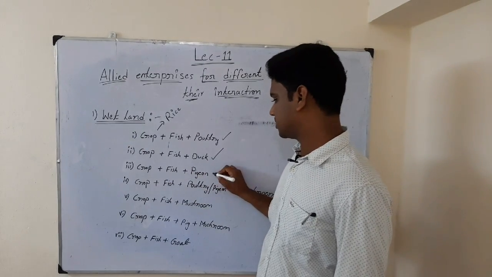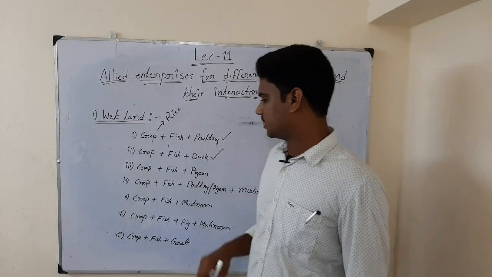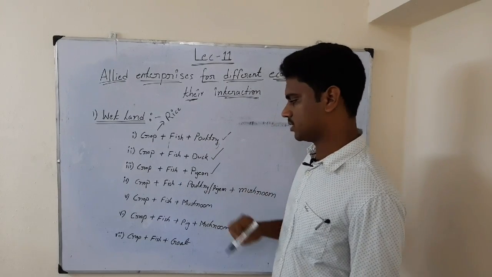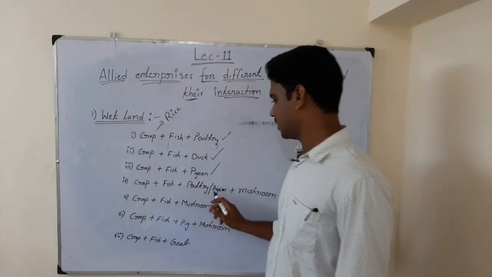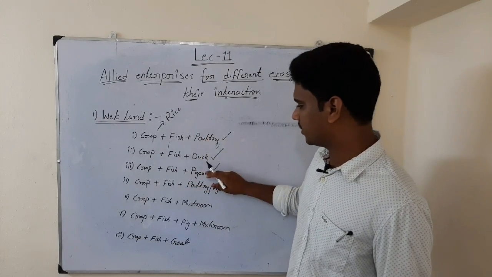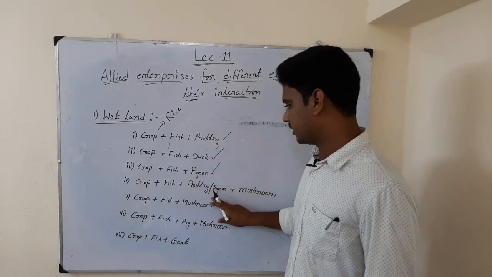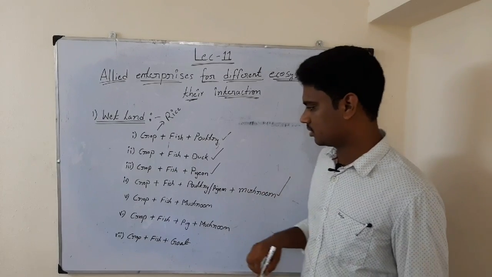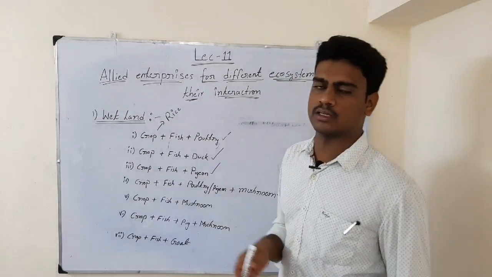Then the next one is pigeon. This is also a bird. So pigeon also we can raise. Instead of poultry, we can go for the pigeon bird. Either pigeon or poultry we can grow. Apart from that, we can go for mushroom cultivation also in the field. So we are raising crop.